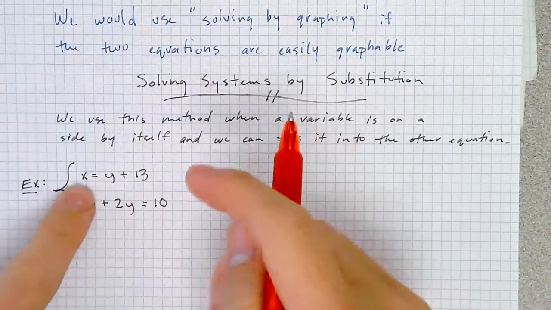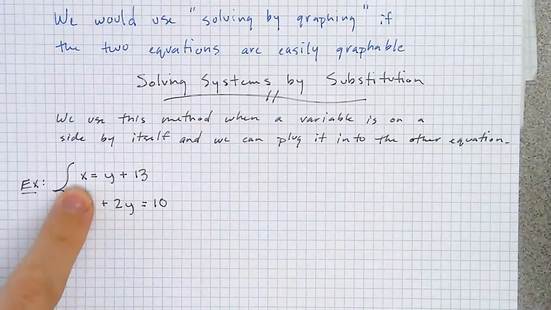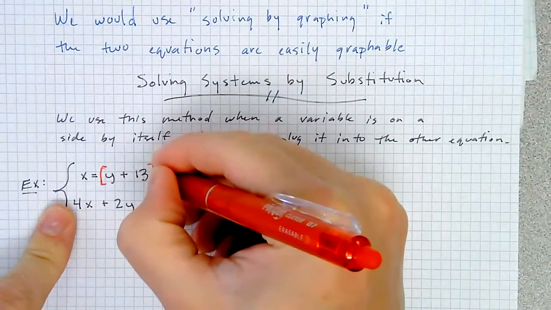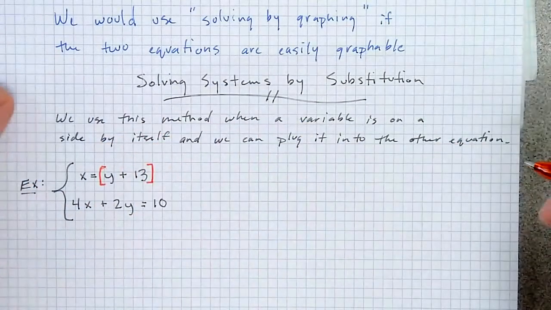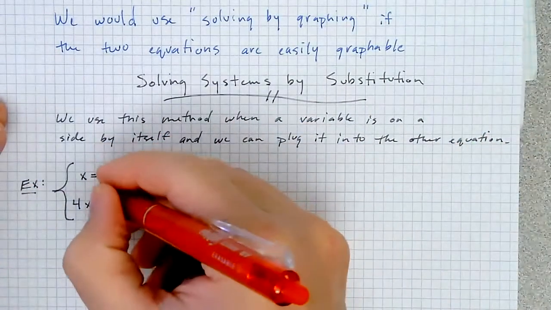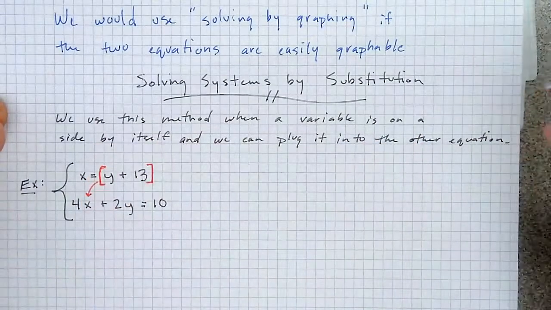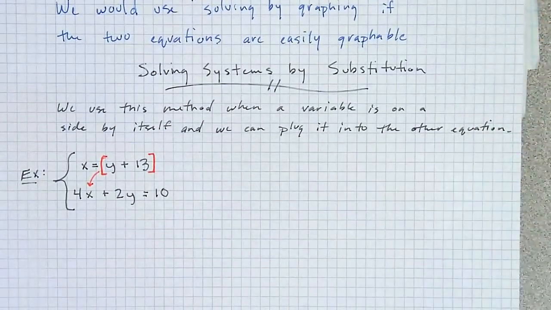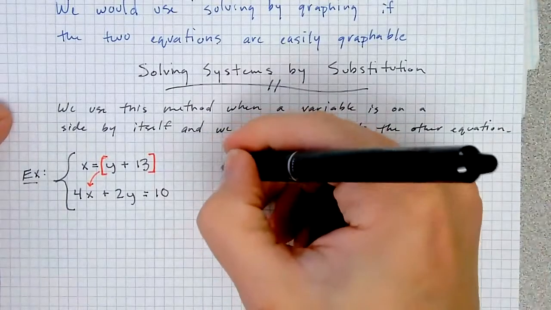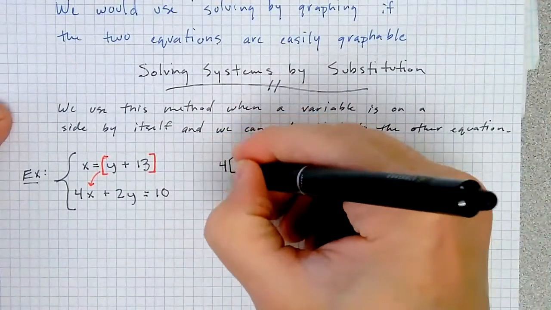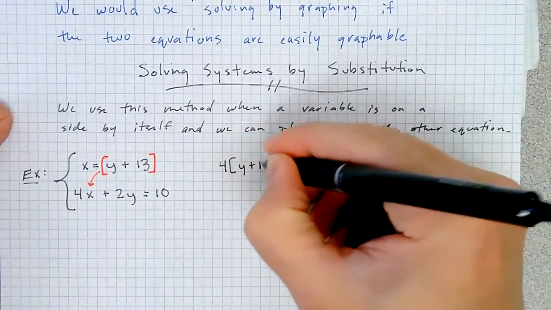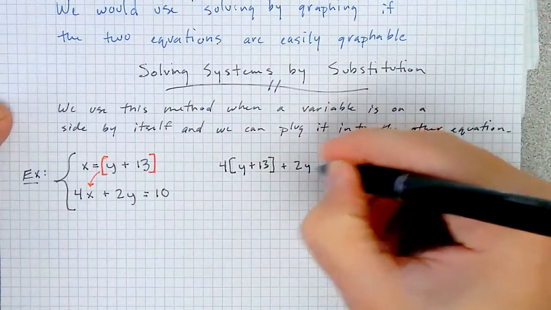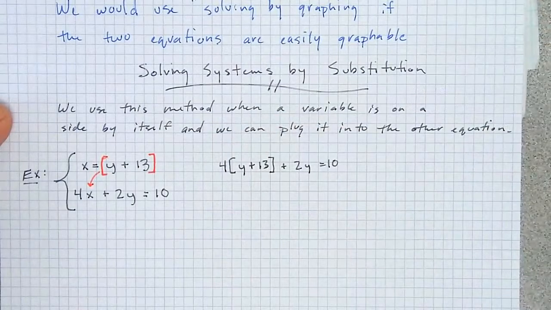And all that means is we have a variable on a side by itself, over here it's x. So we know that x is equal to this, y plus 13. So all we're going to do is take that and plug it in for the x in the second equation. So now what we're left with is 4 times y plus 13 plus 2y equals 10.